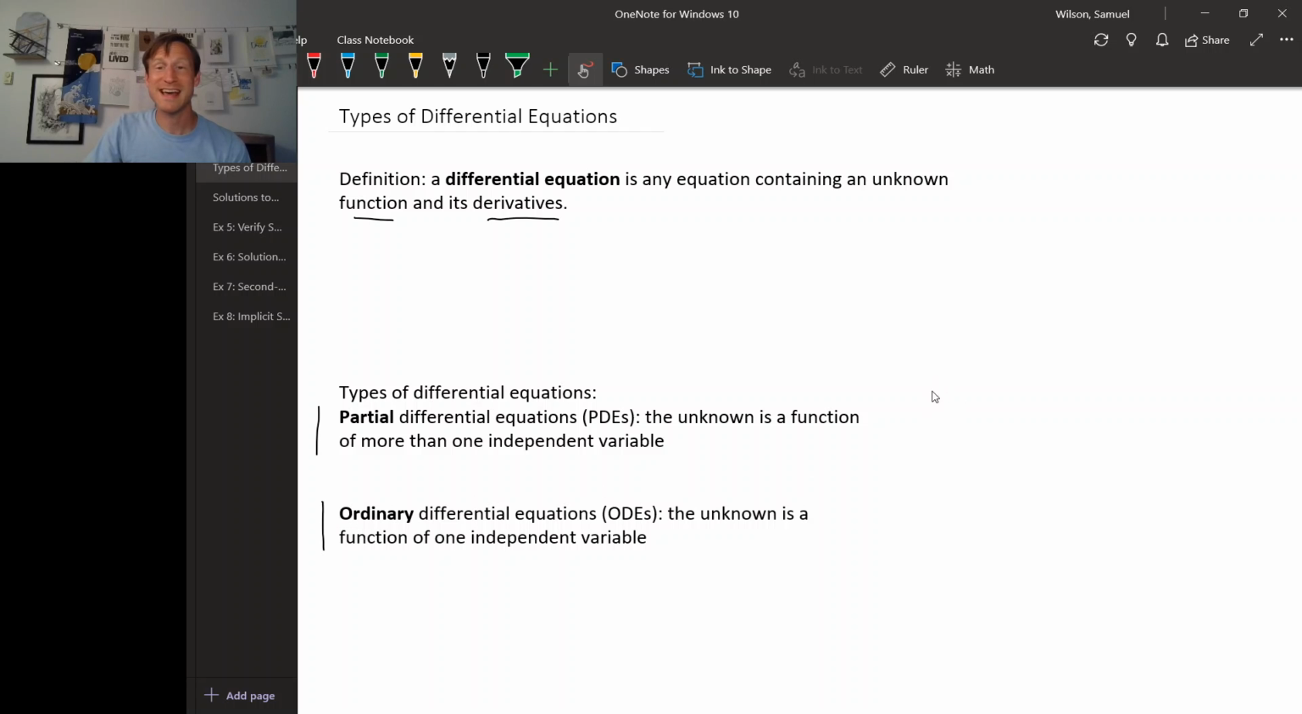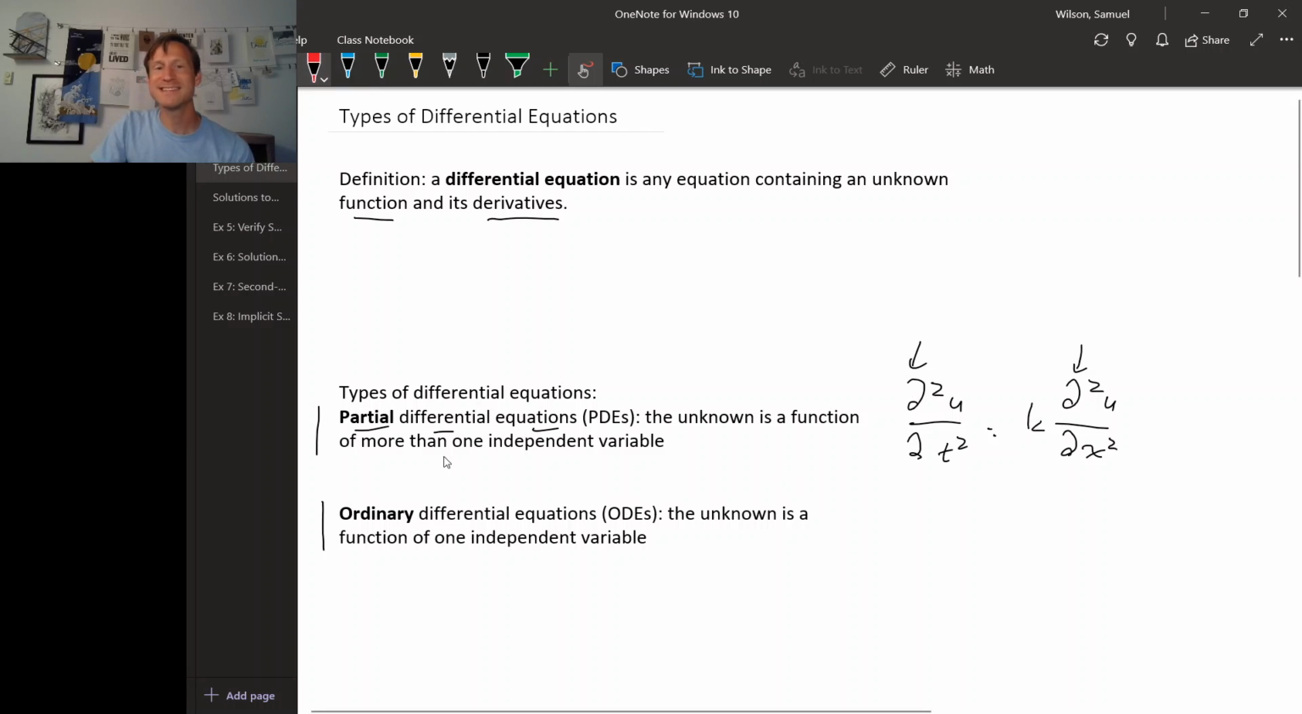So if you think back to that example with the string, where we had second derivative with respect to time is a constant times second derivative with respect to position. Since these derivatives are partial derivatives, that makes this a partial differential equation, or PDE for short. So in a PDE, the unknown function is a function of more than one independent variable. And in this class, this is not the kind of differential equation we're studying.